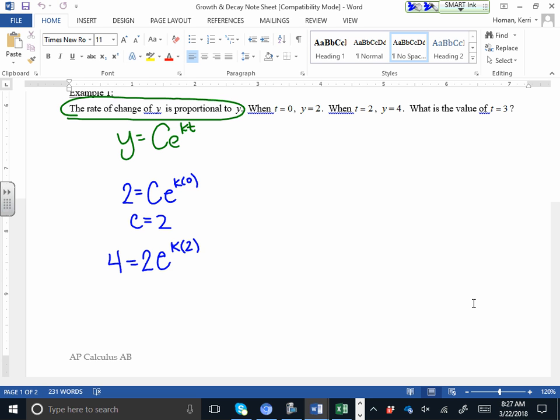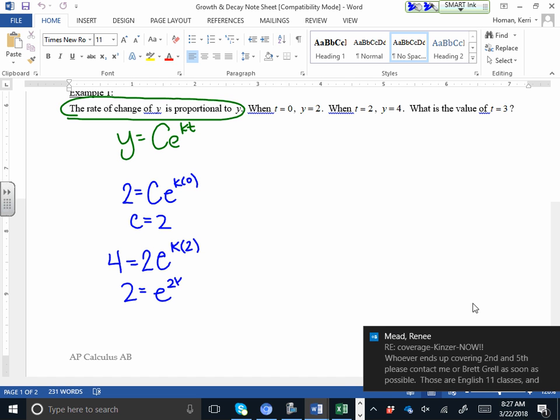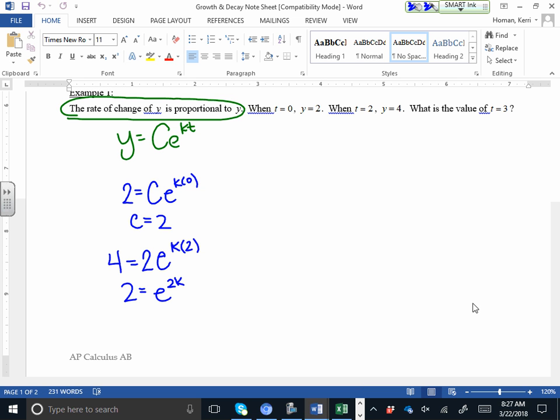All right, here comes the fun. 4 equals 2e^(2k), so 2 equals e^(2k). How do you solve for that? Take the natural log: the natural log of 2 equals 2k. So k is the natural log of 2 over 2.